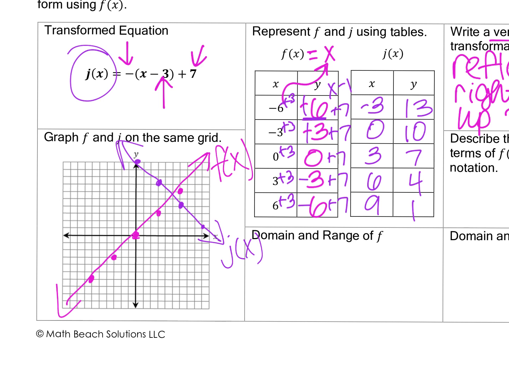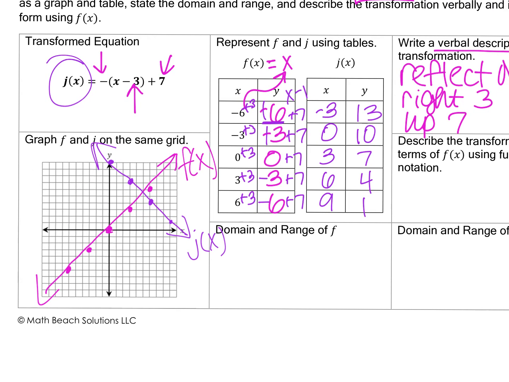All right, so we used the same transformations as we did on the absolute value. This works for every type of function. The negative will reflect over the x-axis and all the other stuff. So everything is the same no matter what function you have.